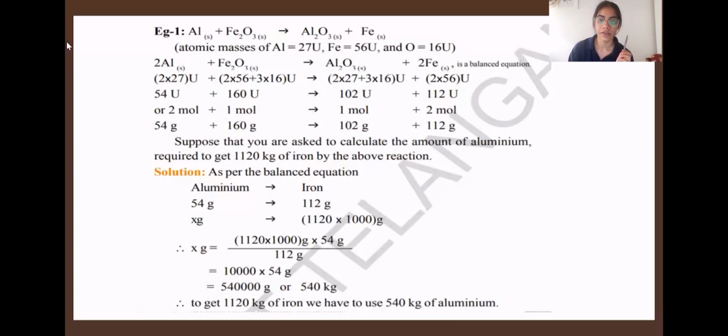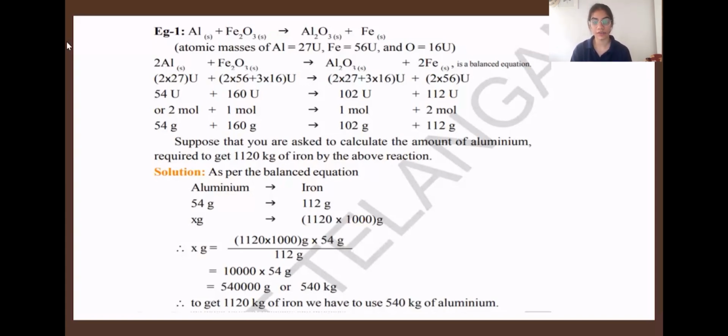So we have the balanced chemical equation as 2Al plus Fe2O3 gives us Al2O3 plus 2Fe. Let us check if it's a balanced equation. Let's first take aluminium. We have two atoms of aluminium on the left hand side, and two atoms of aluminium on the right hand side. Let's check iron. We have two atoms of iron on the left hand side, Fe2, and two atoms of iron on the right hand side, 2Fe. We have three atoms of oxygen on the left hand side, O3, and three atoms of oxygen on the right hand side, O3. So this entire equation is balanced.